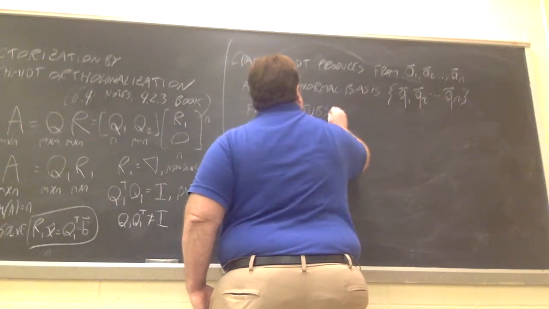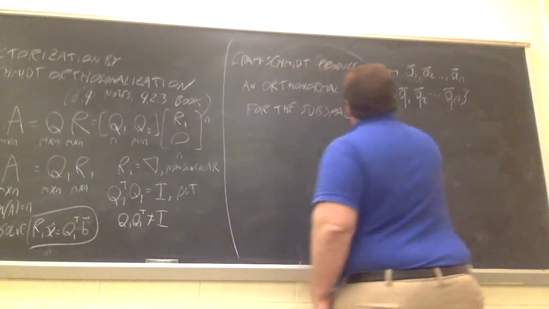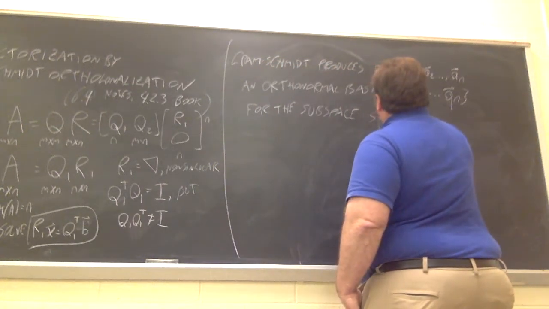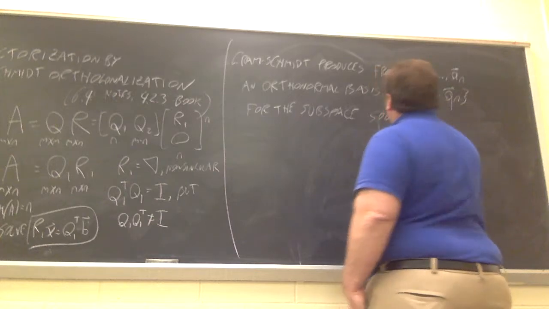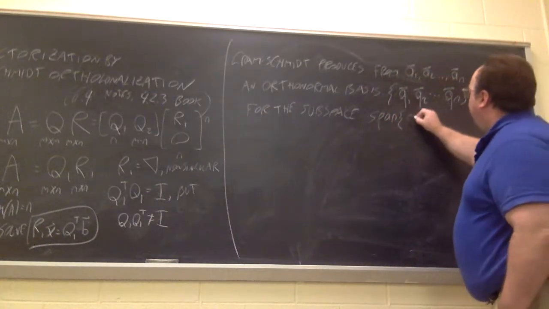From a subspace that is the span, the subspace is called the span of these columns of A.